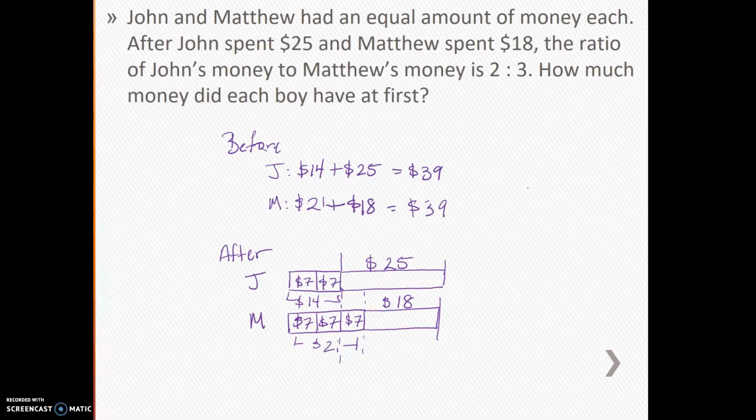And we know that he spent 25, so to find his original amount, we do 14 plus 25, that equals 39. Matthew had $21 after, and we know that he had spent $18. So if we add 21 plus 18, we also get 39. Now, is that the same amount? And did we have the answer to the question? Yes, we did, because our problem said they had an equal amount first.